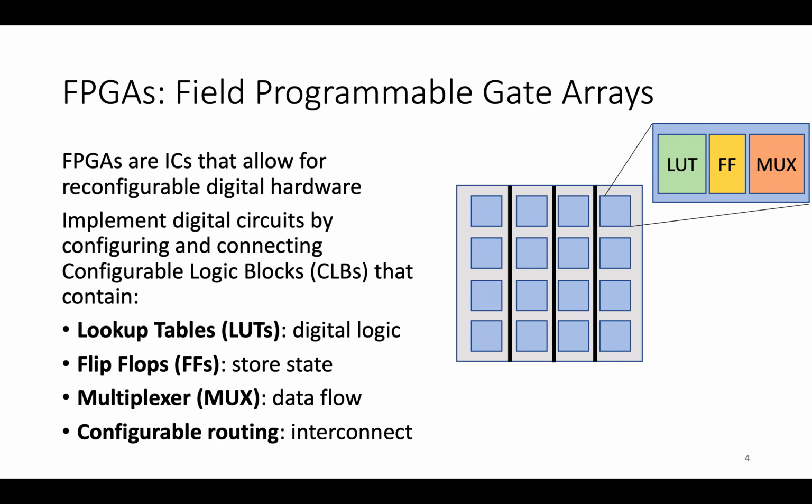FPGAs, or field programmable gate arrays, are integrated circuits that function as programmable digital circuits. They implement these circuits by configuring and connecting logic blocks in a large two-dimensional array. Each configurable logic block, or CLB, contains several hardware elements, including lookup tables that implement digital logic gates, flip-flops that store state, and multiplexers that control the flow of data. These CLBs are then connected by way of a large configurable routing matrix.